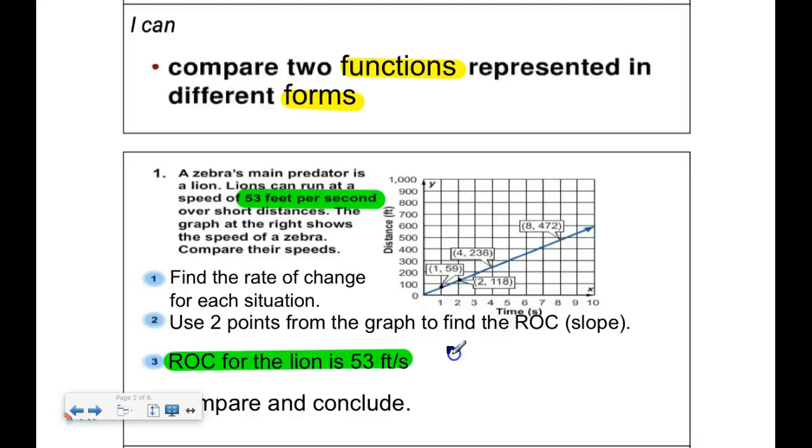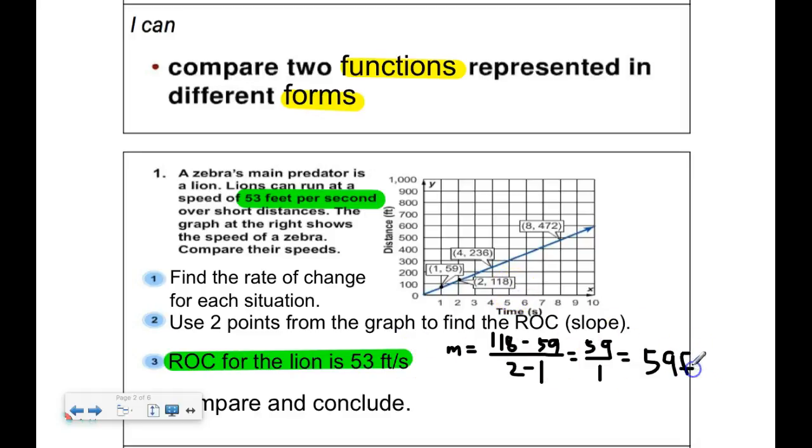So the slope in this case should be 118 minus 59 over 2 minus 1. And that gives me 118 minus 59 is 59. 2 minus 1 is 1. 59 over 1 is 59, which means that the rate of change for the zebra is 59, aka 59 feet per second. Okay, so as long as we're comparing the same units.